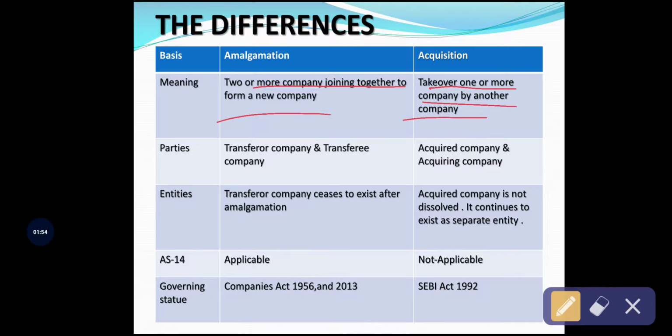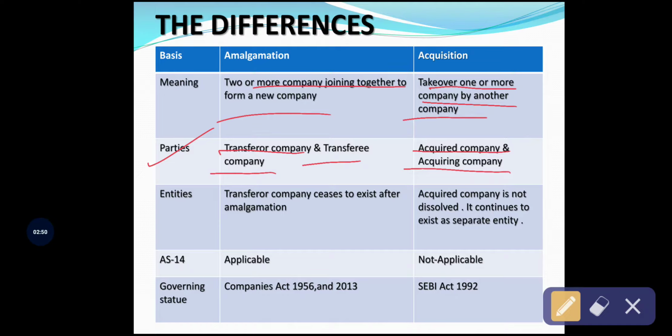The next difference is by the number of parties. In both amalgamation and acquisition, there are two parties each. Under amalgamation, one party is the transferor company and the other is the transferee company. Similarly, in acquisition, the acquired company is one party and the acquiring company is the other. If you don't know the concepts of transferor, transferee, acquired and acquiring company, please watch the previous videos so that you get clarity about these concepts.